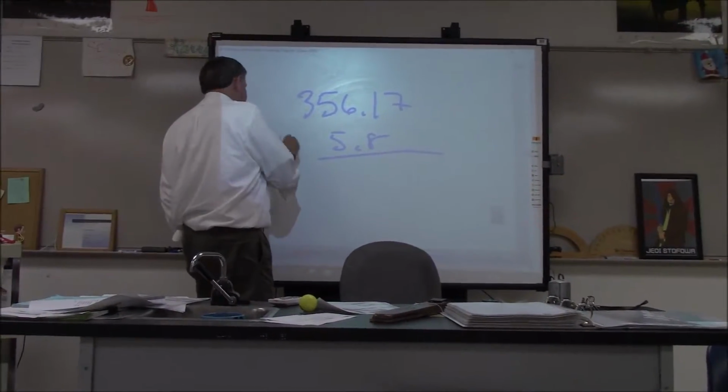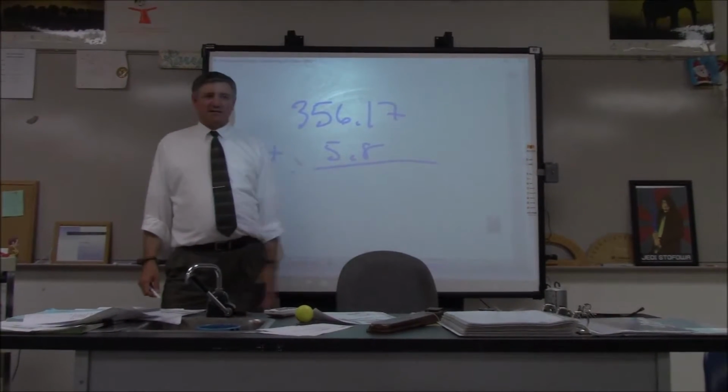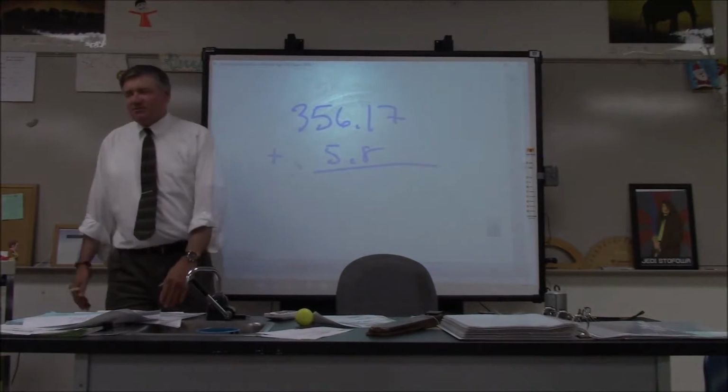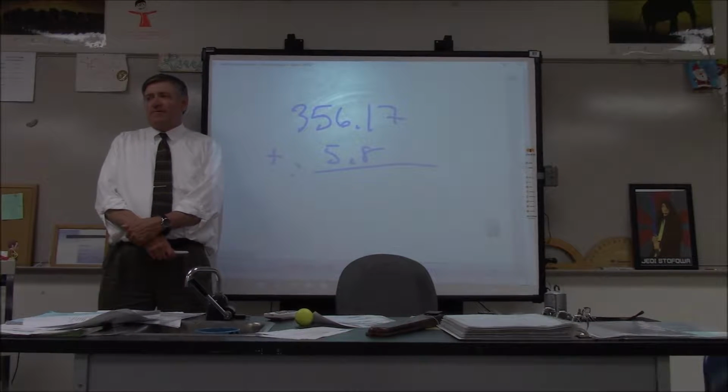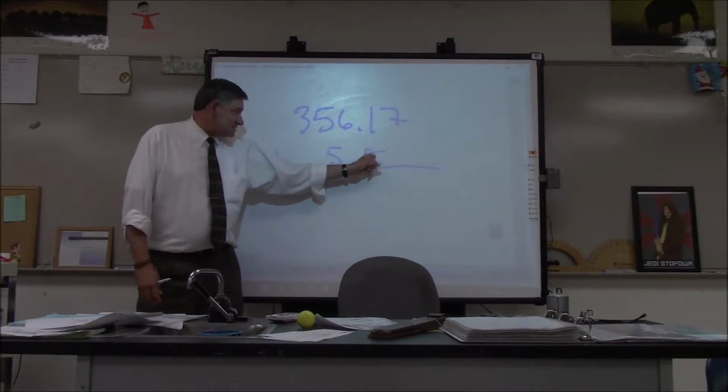So if I'm adding these, true or false, this only has 2 significant digits, therefore my answer can only have 2 significant digits. False. What do you worry about? Precision. What's the least precise measurement? 5.8. Go to this.